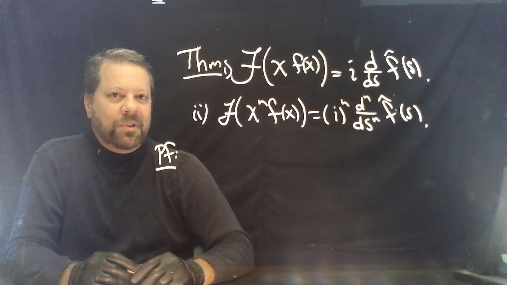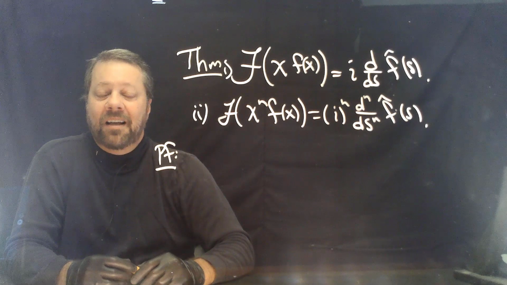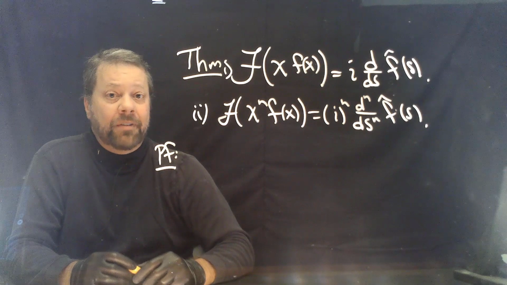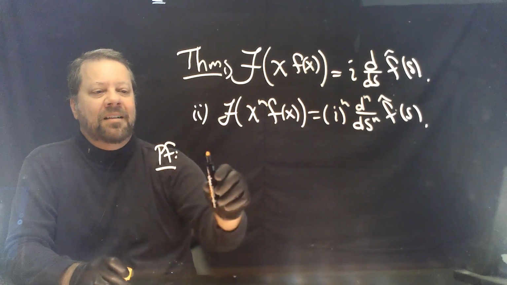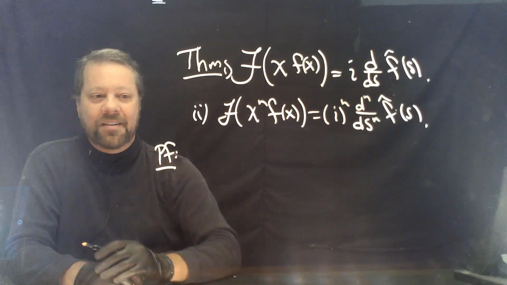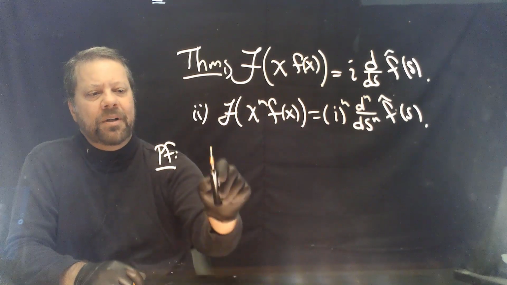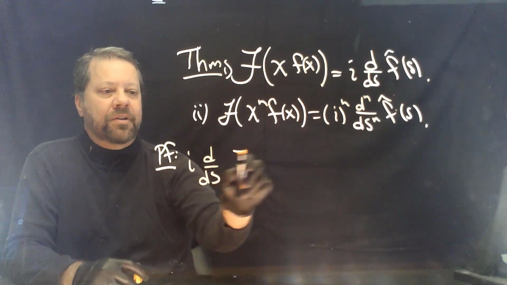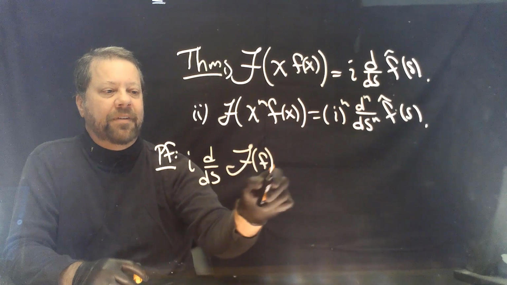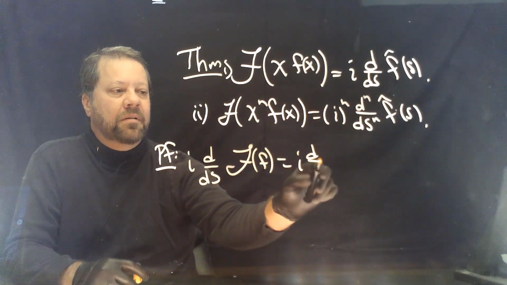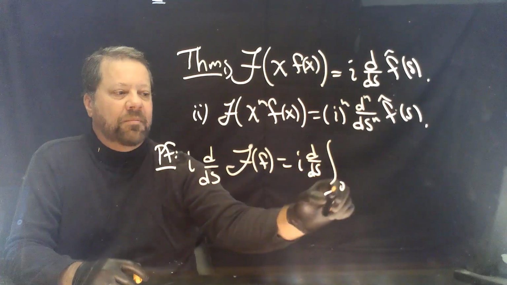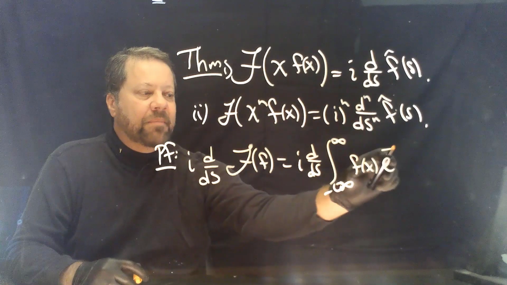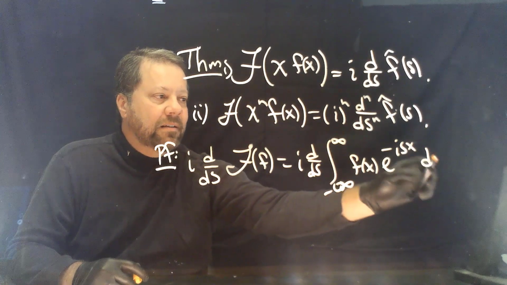You'll note that this is very similar to the theory that we developed in a course in ordinary differential equations for the Laplace transform instead of the Fourier transform. The proofs go very much the same way as well. So I'm going to look at i d/ds of the Fourier transform of my function. We're integrating from -infinity to infinity. It's going to be f of x e to the minus isx dx.